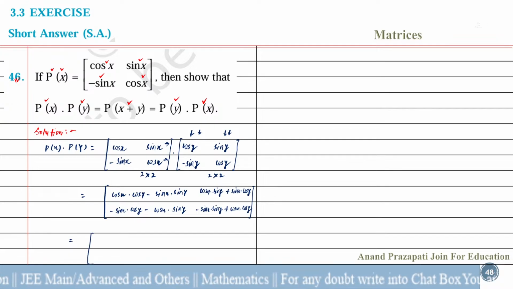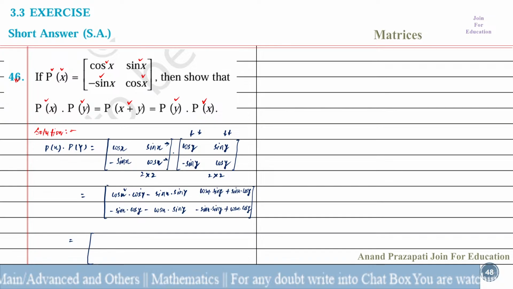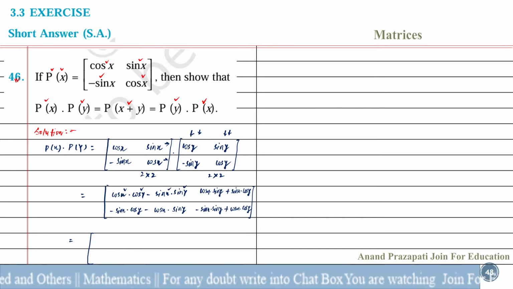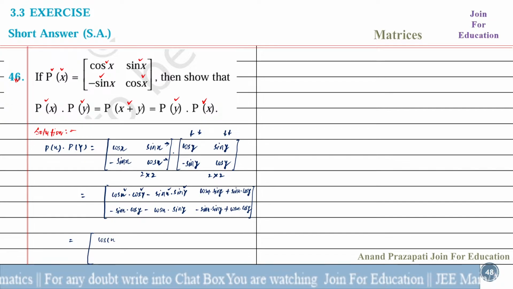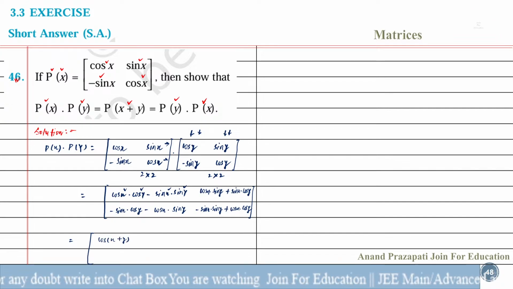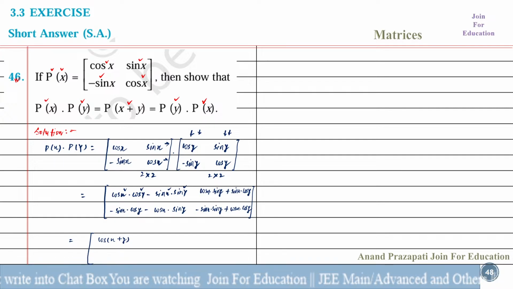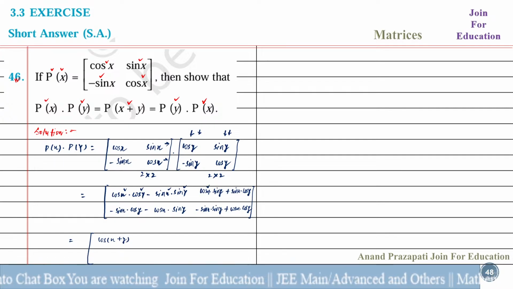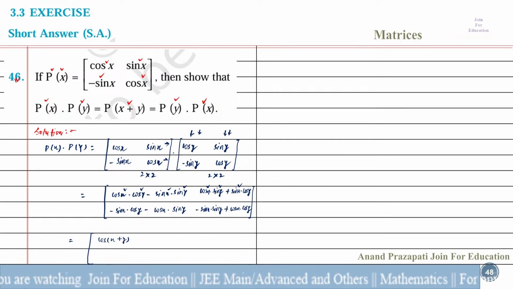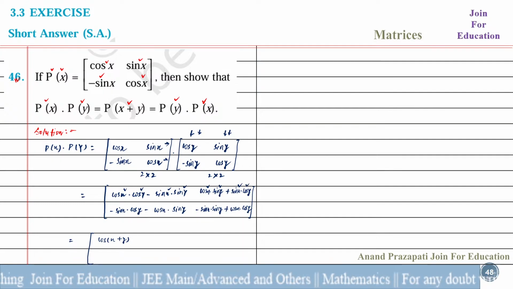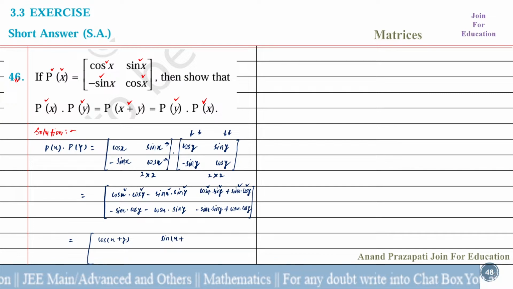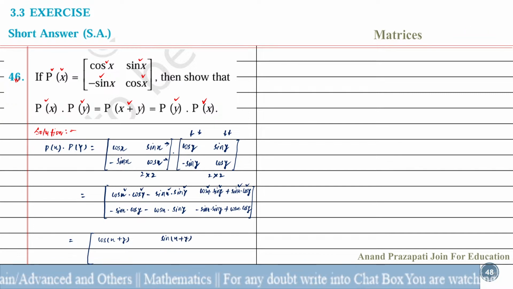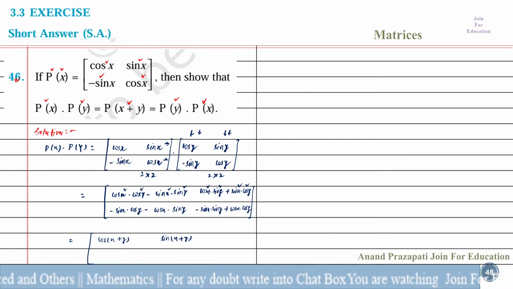This is in the form of cos A cos B minus sin A sin B, so cos(A plus B). So we write down here cos(x plus y). And this is cos A sin B plus sin A cos B, so we write down here sin(A plus B). So we write down here sin(x plus y). Up to this step there is no problem to understand.